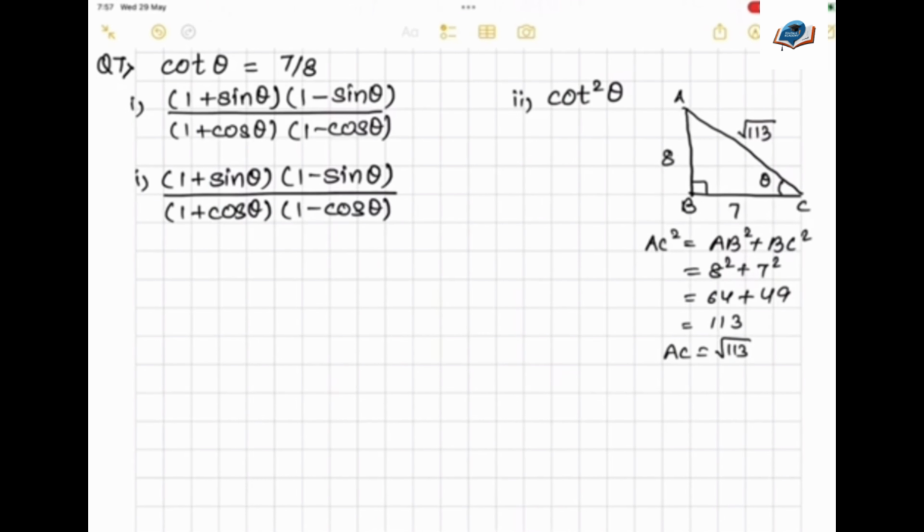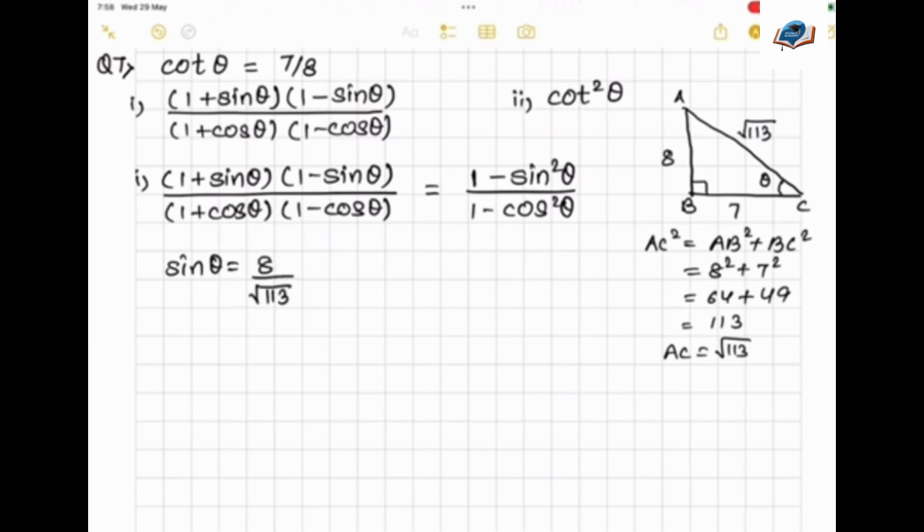Now the seventh one is cot theta is given as 7 upon 8, and I am asked first, 1 plus sin theta into 1 minus sin theta whole upon 1 plus cos theta into 1 minus cos theta. And second, it is asked cot square theta. Now already I have done the Pythagoras theorem and I have shown that the third side I am getting as root 113. So the first one will be equal to, using the A plus B into A minus B formula, 1 minus sine square theta upon 1 minus cos square theta.